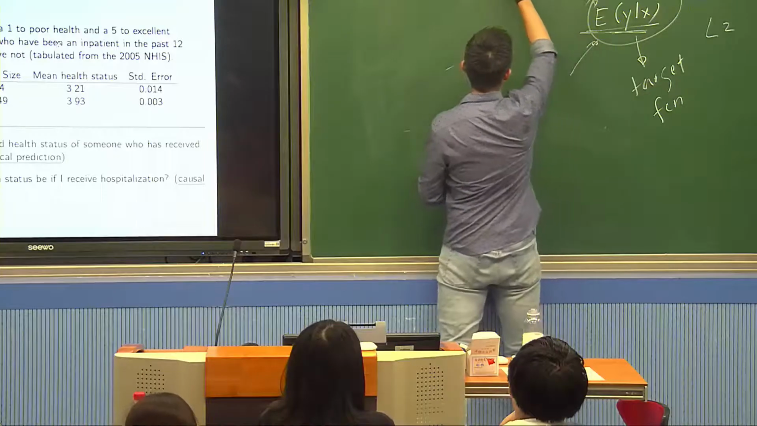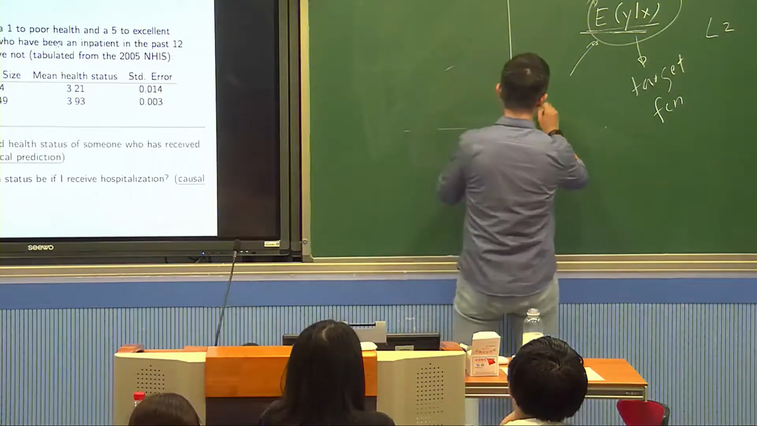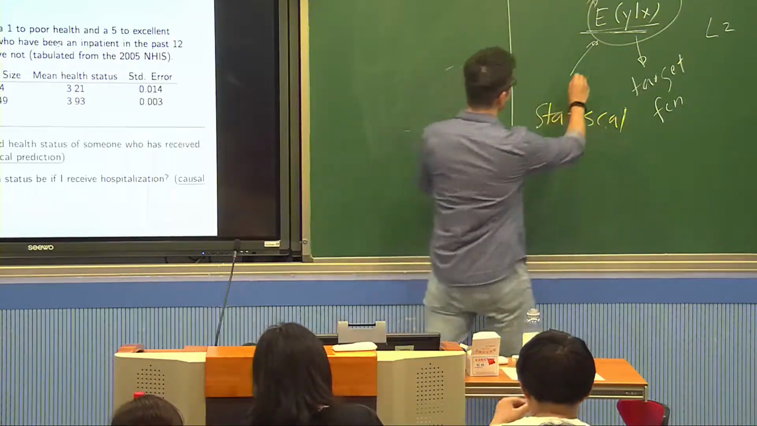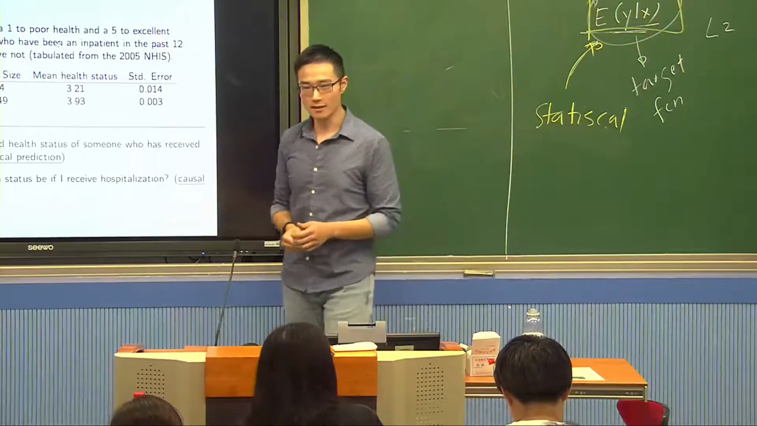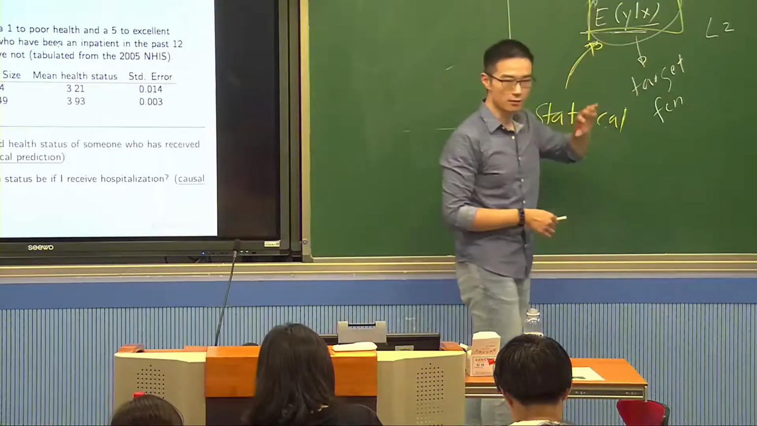Okay, so let me just divide them. Let me just say the statistical problem is how to estimate this, how to estimate our target function. That's a simple way to say that. One of the most common statistical tasks is how to estimate this target function.